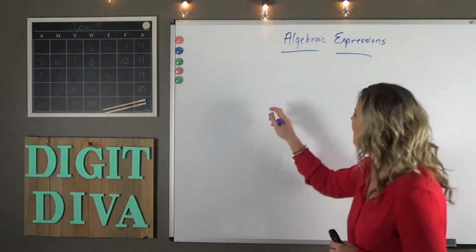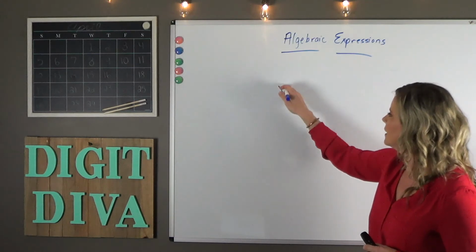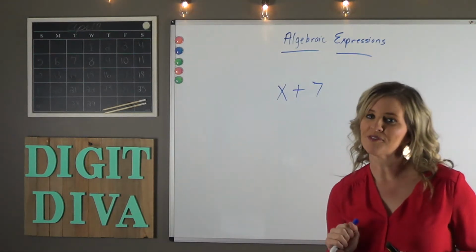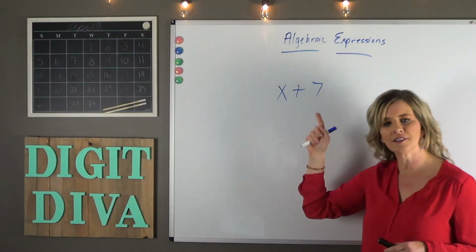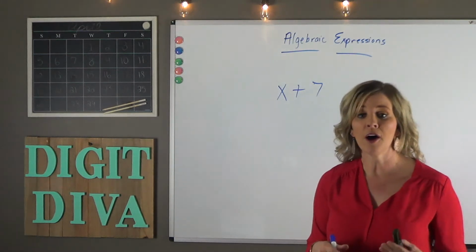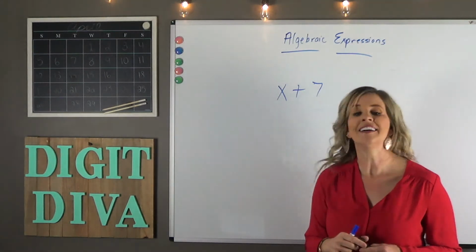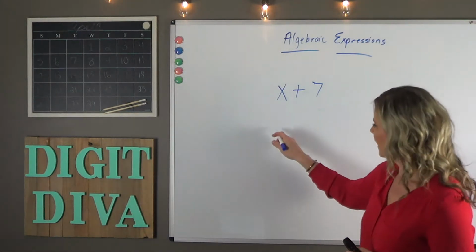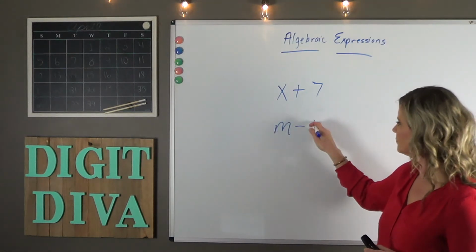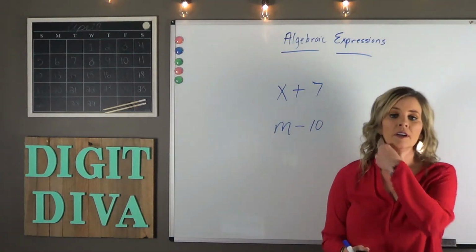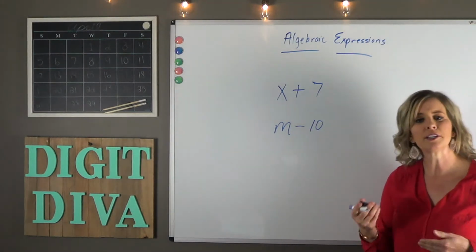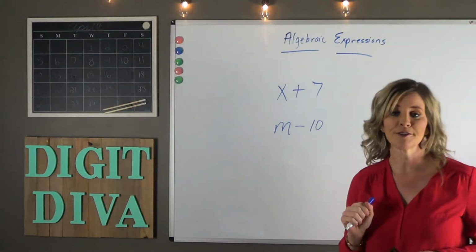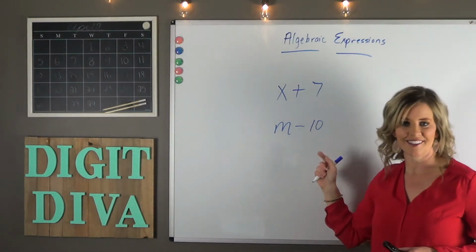Let's try some. How about x plus 7, but let's write that a little bit more fancy. Instead of saying x plus 7, we could simply say the sum of x and 7. We could say x increased by 7. What if we had m minus 10? That's simple to read it that way, but if we wanted to use our math vocabulary, we could say the difference of m and 10. We could also say m decreased by 10.